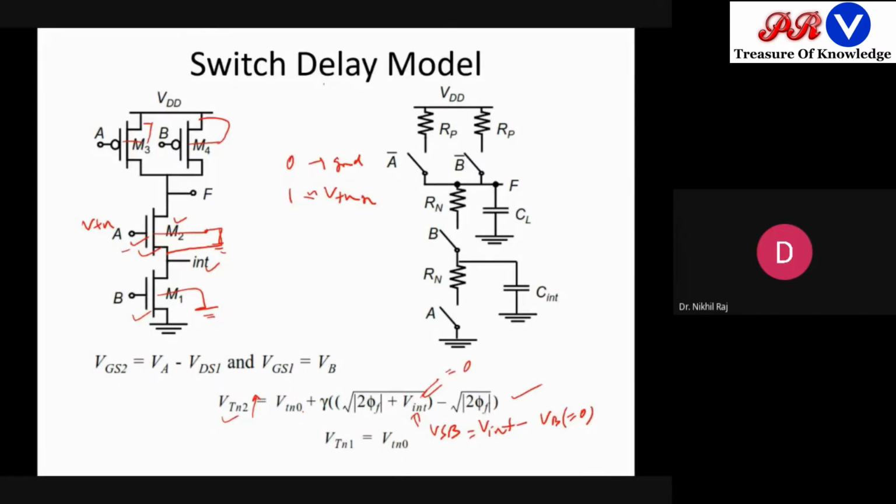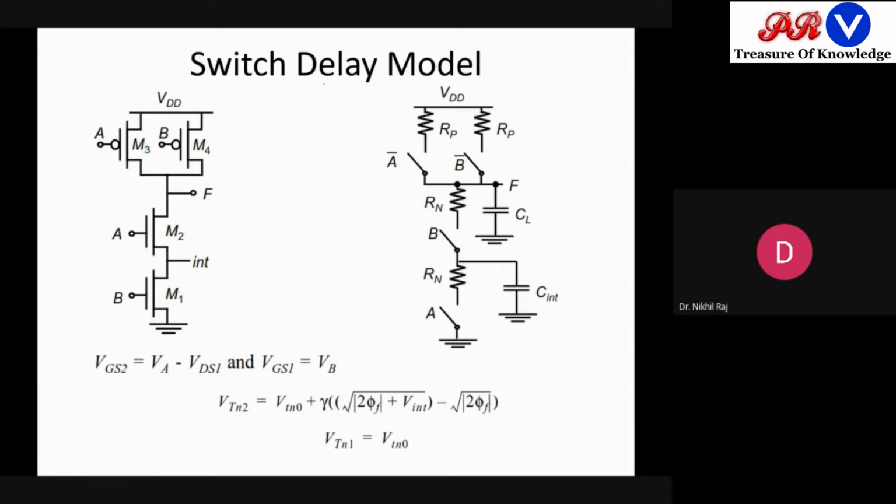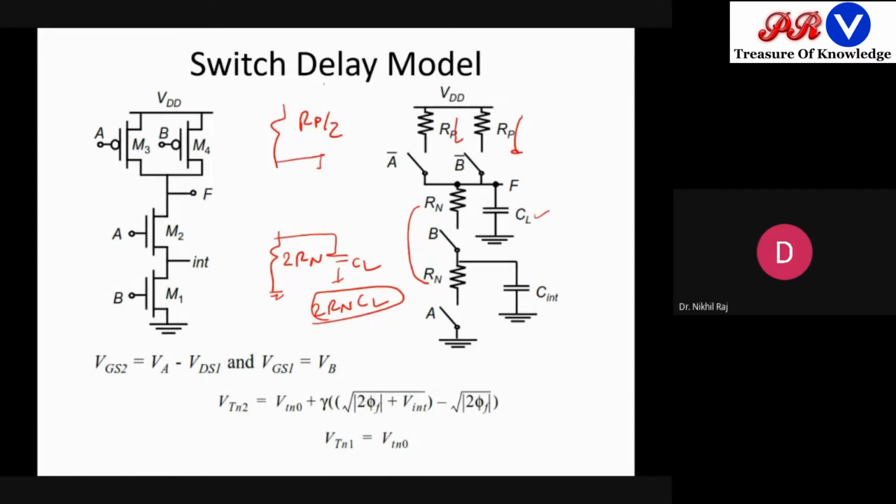Now second, if you see the charging and discharging. If I see the discharging, this CL value is discharged through this RN and this RN. This means the discharging path is 2 RN because they are in series, and here CL is there. So your total discharging time is 2 RN times whatever the effective capacitance is. And whenever we see the charging time, if A and B are both 0, it will charge either through this or through this. So the effective charging will be RP divided by 2, and it will charge the CL here. So you see, there is a different discharging and a different charging time.